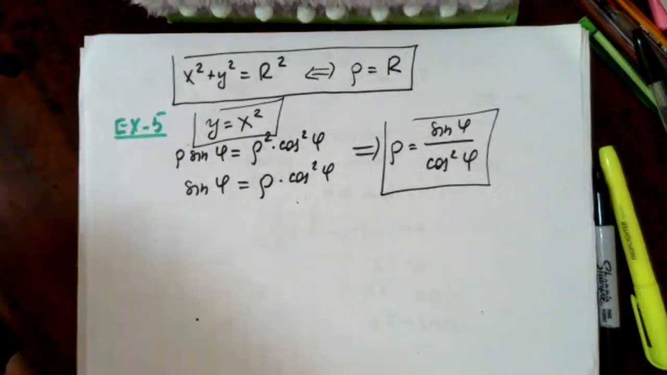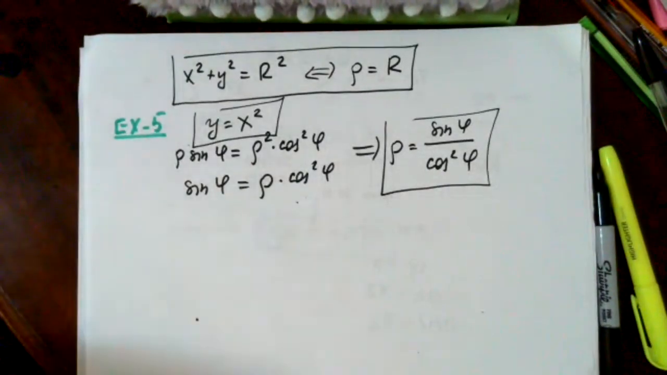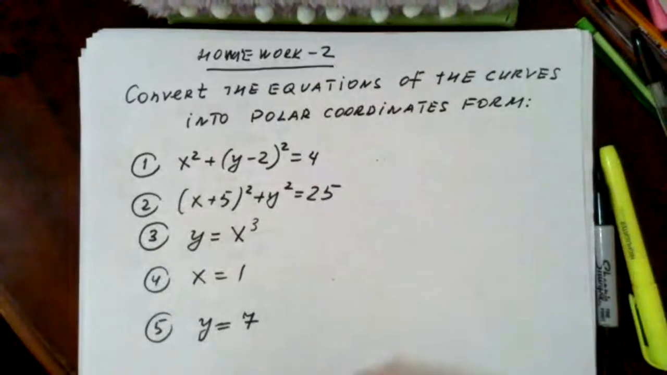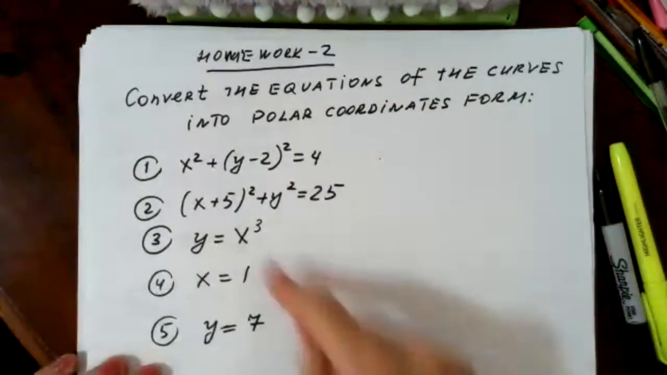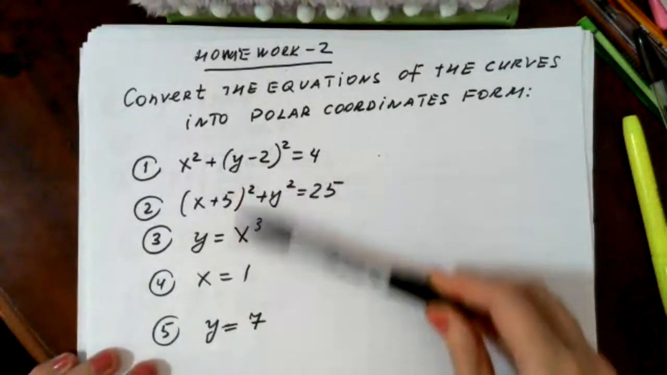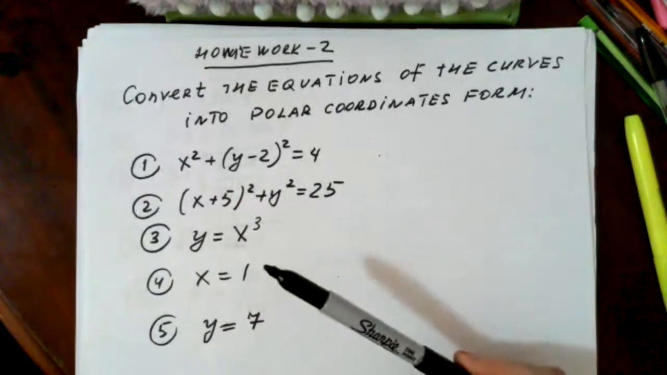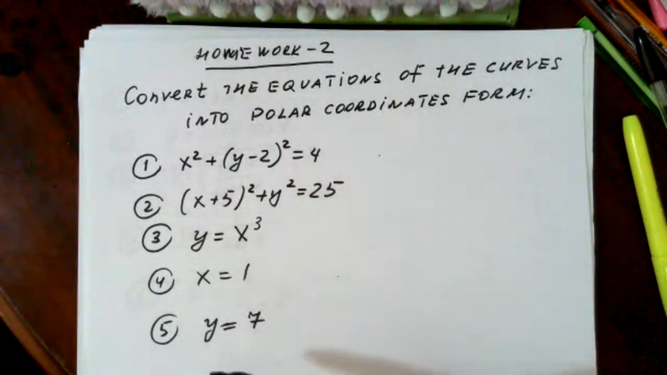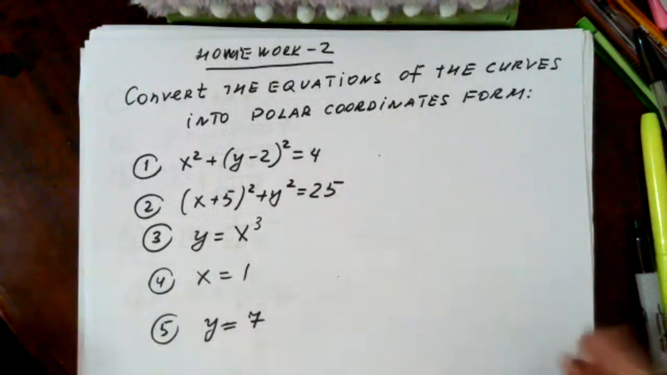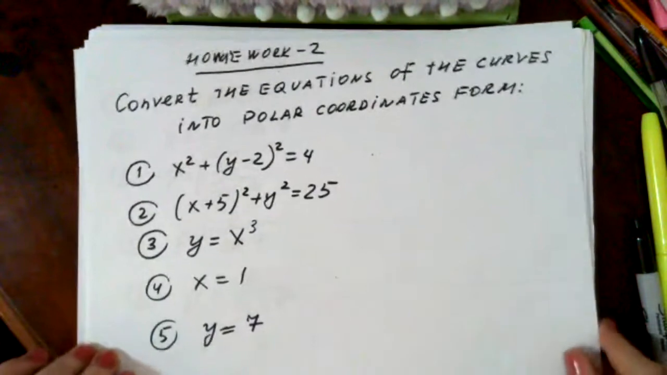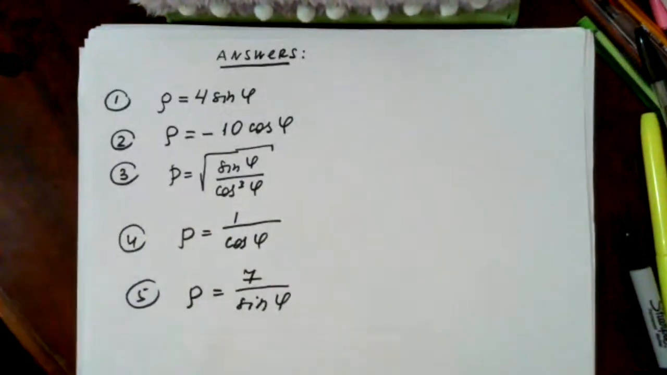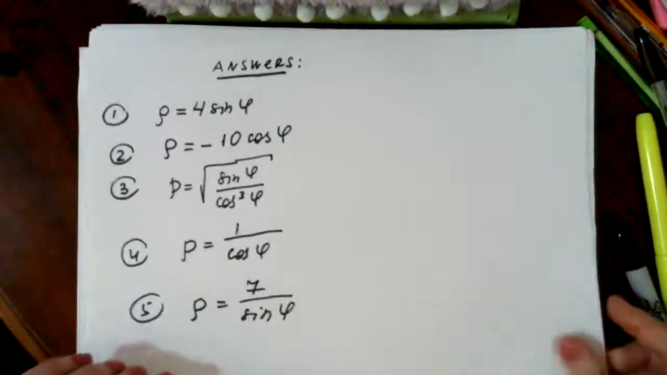Okay, now I think it's time for you to practice this skill. I mean, converting curves into the polar coordinate system. That is why here's your homework number 2. You can pause the video. As you can see, I gave you five very famous curves, and you are asked to convert these equations into the polar coordinate system, just to get a sense of how it all looks. Okay, so pause the video. After that, here are the answers to your problems. You can now have a look at them.